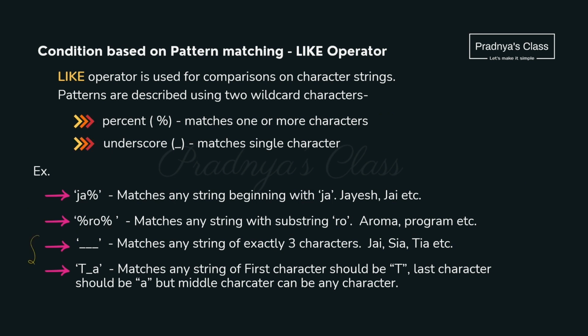Now let's see some examples for underscore. Underscore is used for matching a single character, right? So 3 underscores means we need a string with 3 characters. You can get this type of strings. Look at the second example for underscore. The first character should be T, at the center you can have anything, and at last you have A. So a string like this will get matched with this pattern.